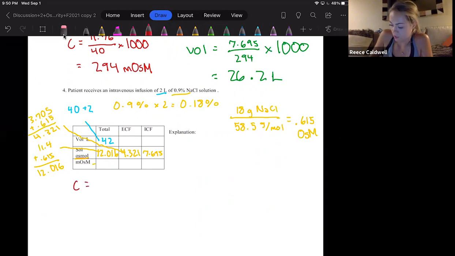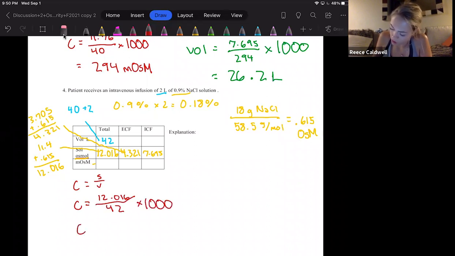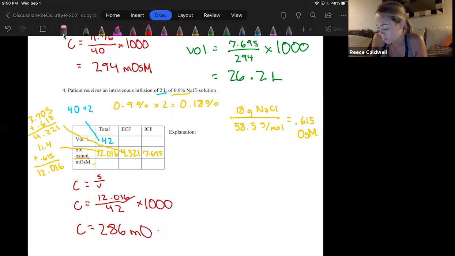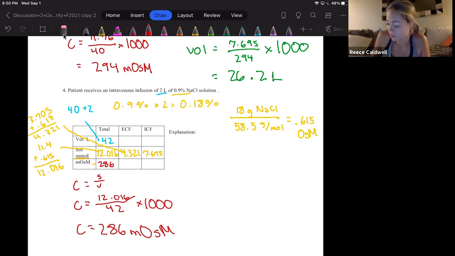So we'll use that C equals solute over volume. So C is going to equal 12.016 over volume, which is 42. We'll multiply that by 1,000 to put it into milliosmoles. So what we're going to get is, sorry, don't have my math done for that and don't have a calculator handy on me. What we are going to get is 286 milliosmoles, MOSM, 286. Our body's in equilibrium, so we can carry it out, 286, 286.